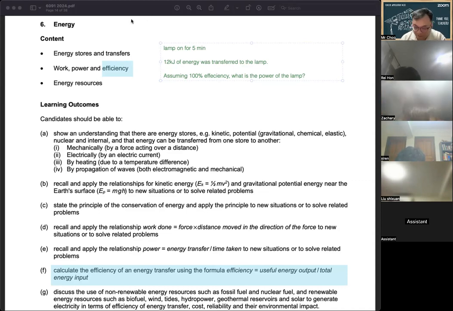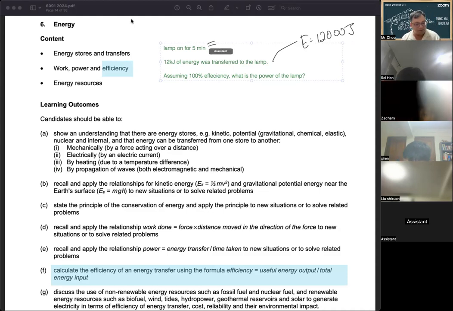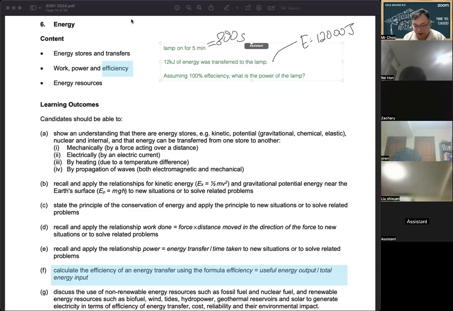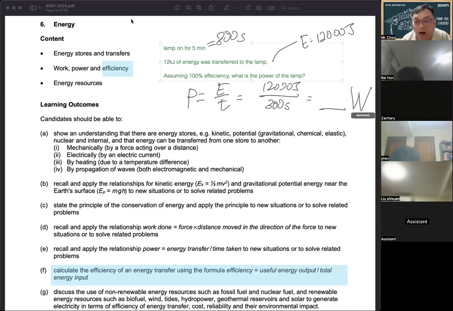Okay, so energy in this case is 12,000 joule. Okay, 5 minutes is equal to how many seconds? Okay, 300 seconds. So basically power is energy divided by time, equal to 12,000 joule divided by 300 seconds. And from here, what's your answer? Okay, the unit should be what?